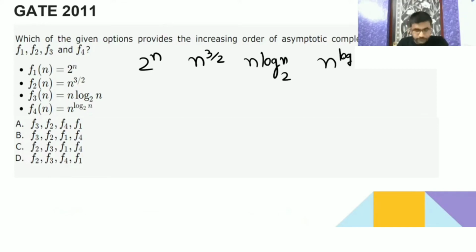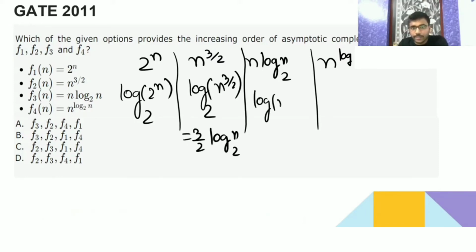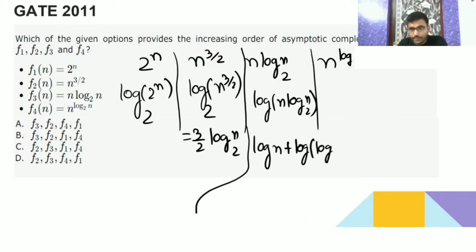Okay. Now if you want, you can take the log. Take log of 2 to the power n, base n. You have to compare which is going to be the smallest, then which is bigger. Again take log of n to the 3 by 2. So 3 by 2 is going to be in the beginning, then log n base 2. Now take log here. So it's going to be log n plus log n base 2.